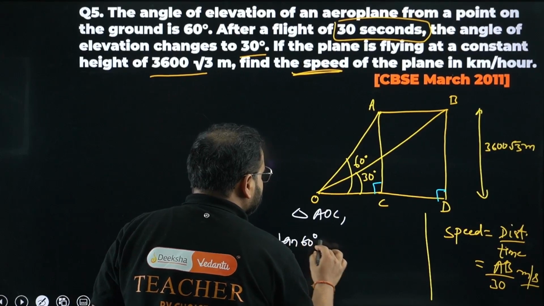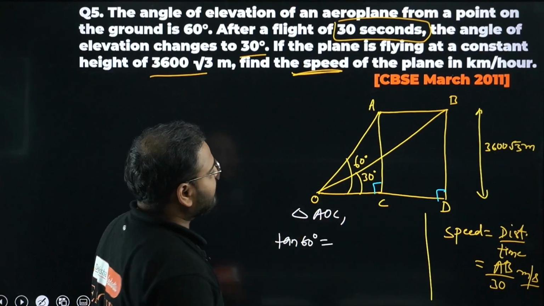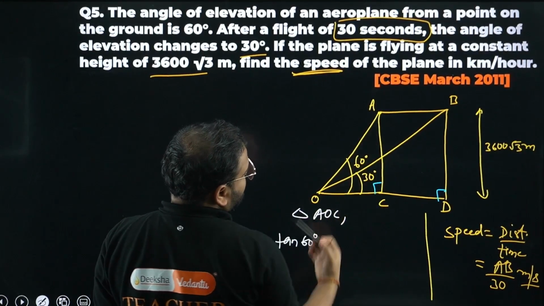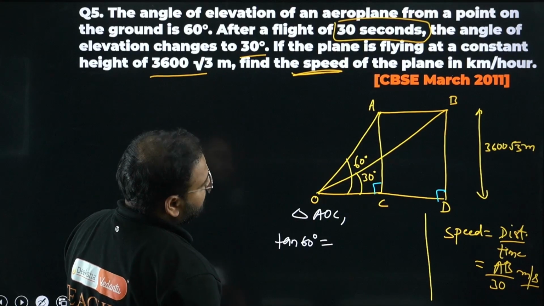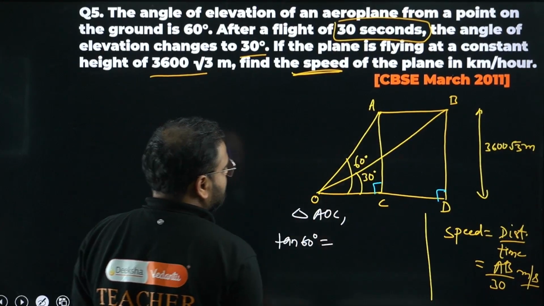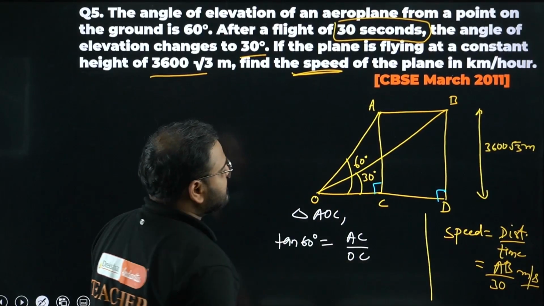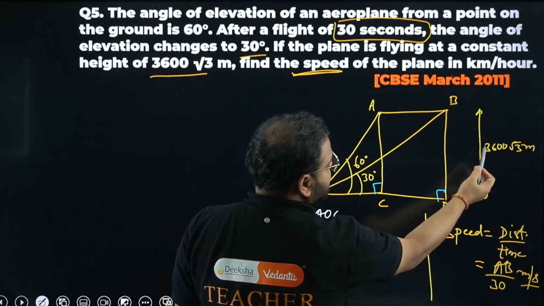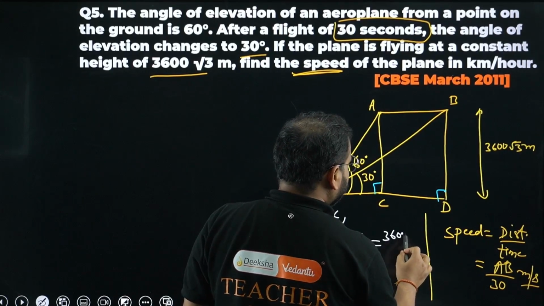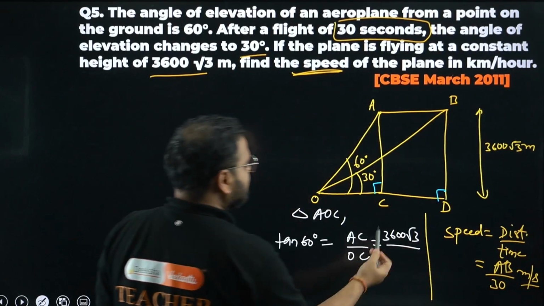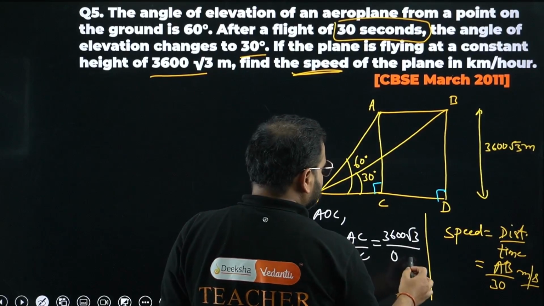Tan 60 degrees, what? Please check. Tan 60 degrees is going to be AC by OC. What is AC, sir? AC is this value, 3600 root 3. What is OC, sir? I don't know that, so I'll simply write this as OC.